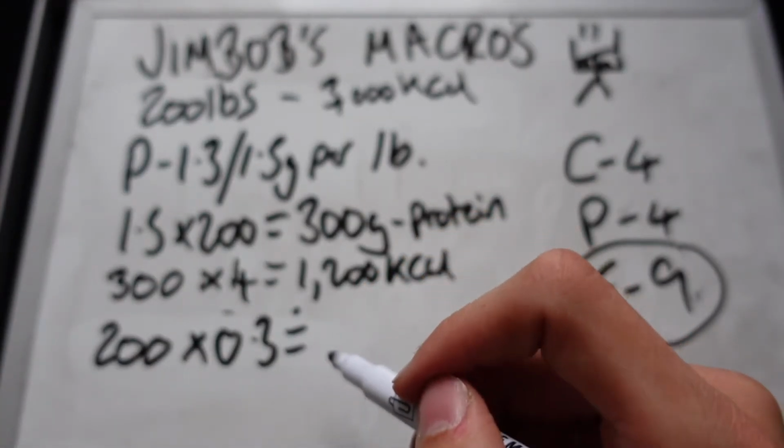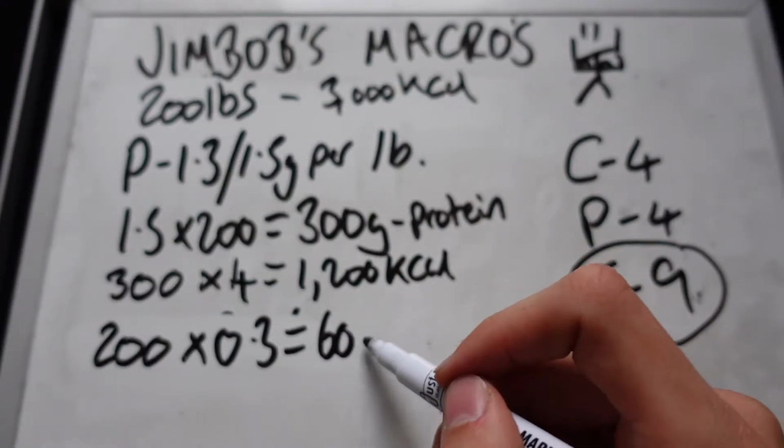We just want to make sure we're covering ourselves hormonally. So I tend to go 0.3 to 0.4. We're going to use 0.3 in this equation. So we do the 200 pounds again. 200 times 0.3 will spit out 60 grams of fat.